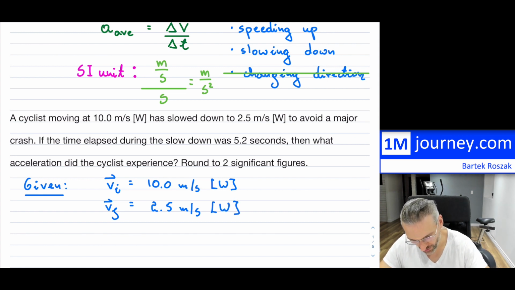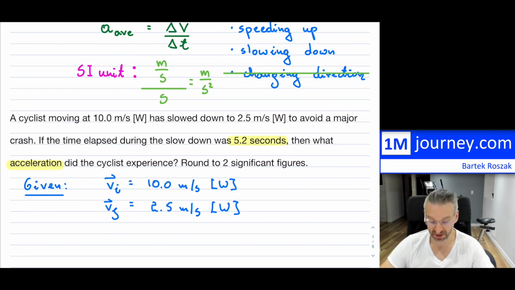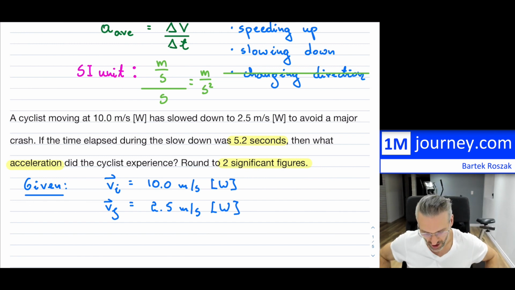And now this whole thing looks like it is taking place over a duration of 5.2 seconds. We want to find out what the acceleration is, or at least what the cyclist experiences, and round it to two significant figures. I'll put up a link to significant figures in case you've forgotten.